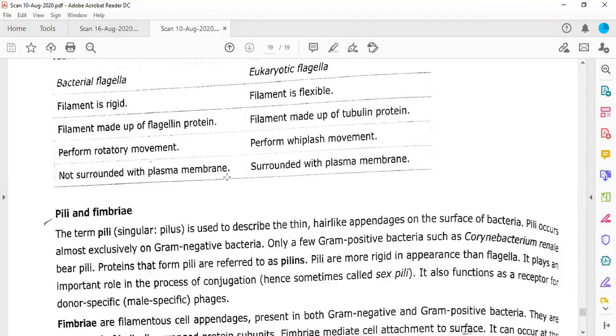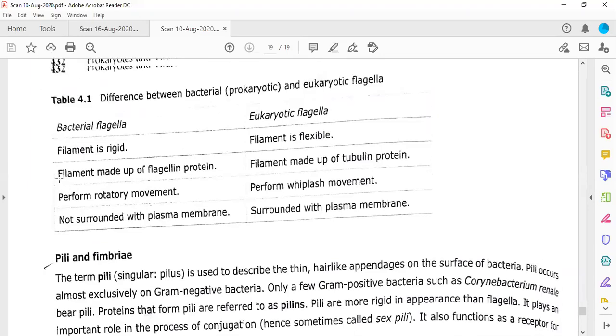and it is not surrounded with plasma membrane, whereas the eukaryotic flagella is flexible, made up of tubulin alpha and beta proteins, and performs whiplash-like movement. So in terms of movement, eukaryotic flagella is completely different from bacterial flagella, and it is so because it is flexible in nature, therefore it can have a whiplash-like movement, whereas bacterial flagella are mostly rotatory in nature. It is surrounded with the plasma membrane, but bacterial flagella are not. But as we have discussed, in some species of bacteria, it is covered with either proteins or some kind of sheath, or a lipopolysaccharide layer.